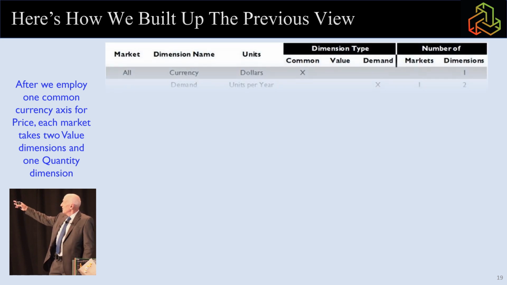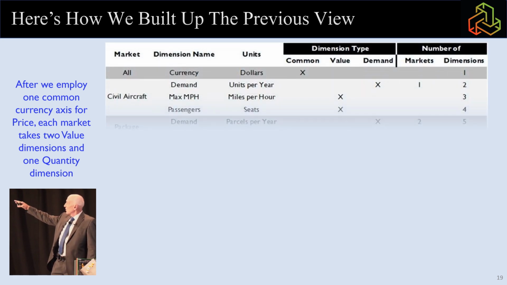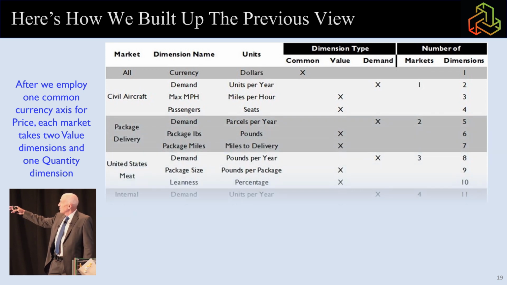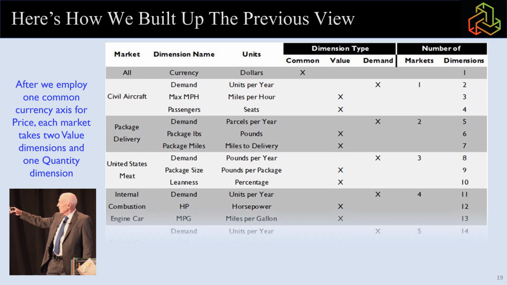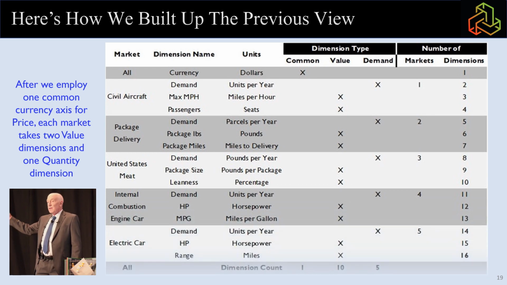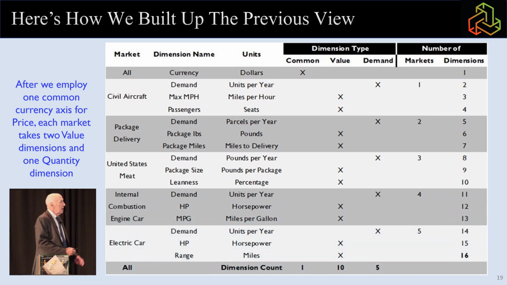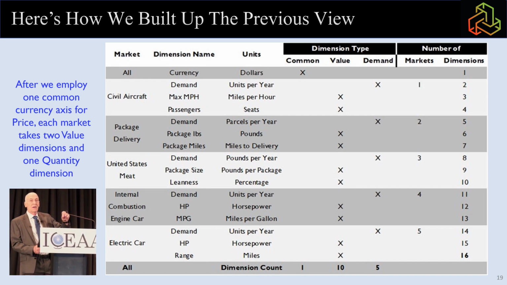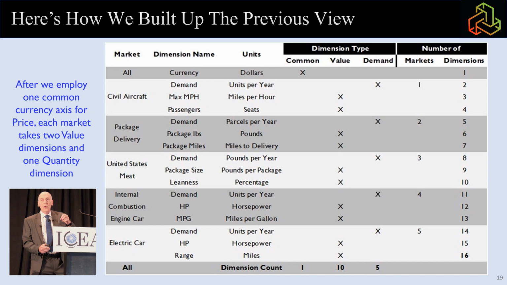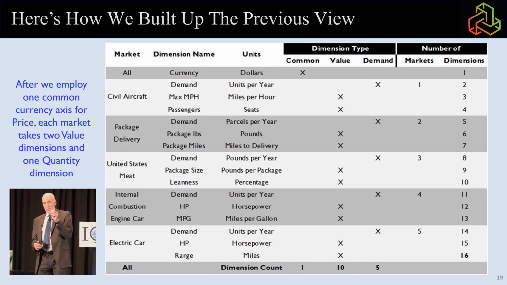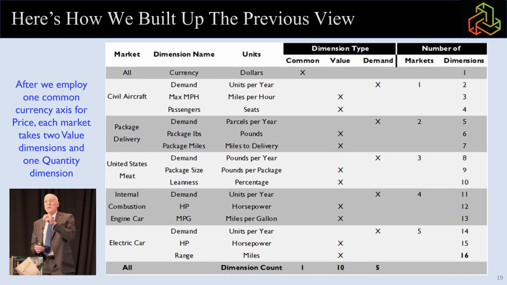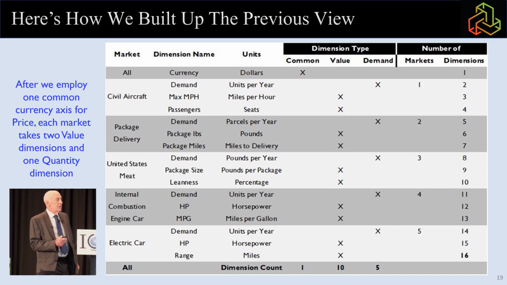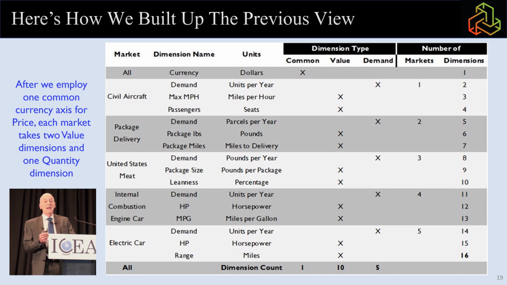And so what we do here is we talk about the currency dimension being common to all, and then each band here represents each market. So civil aircraft, package delivery, United States meat, and so on. And every time, we're adding 2 value dimensions and a demand dimension. And by golly, as I said before, 3n plus 1, n being the number of markets, so 3 times 5 plus 1 equals 16.